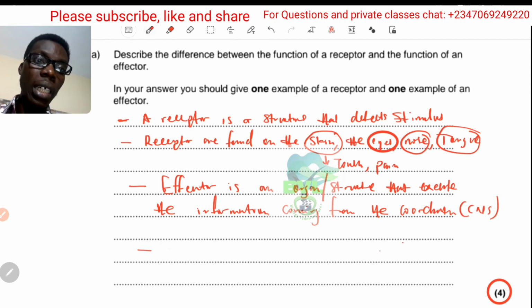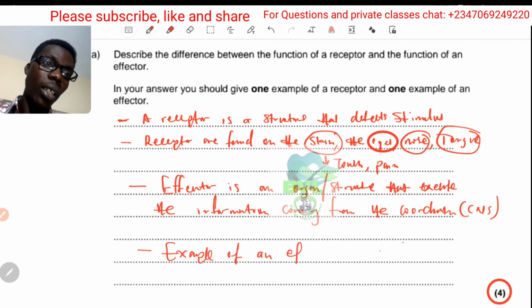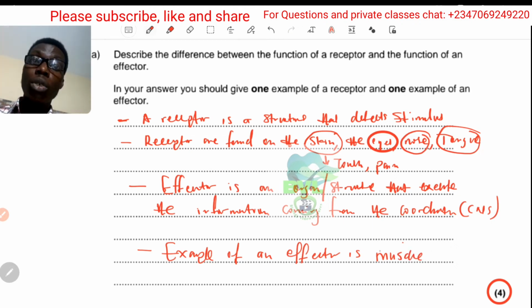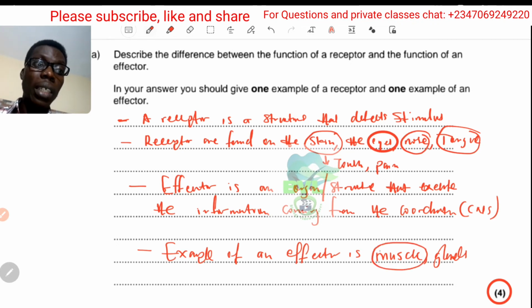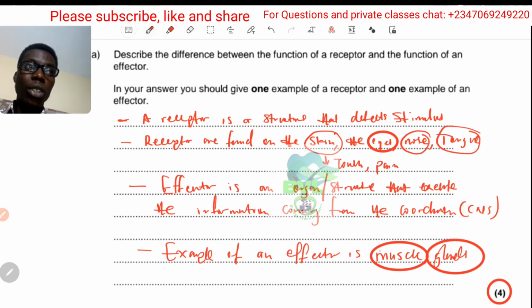So the next thing is an example of an effector is muscle. You are asked to mention one, but I always say this: muscle. They can also mention glands. Those are the major effectors. This one contracts and relaxes to bring about an action. This one secretes maybe enzymes or hormones to execute an action. Hope this is making sense.